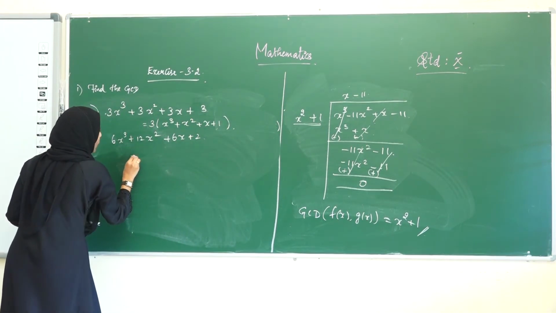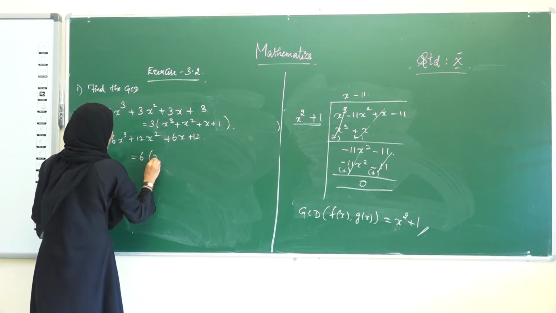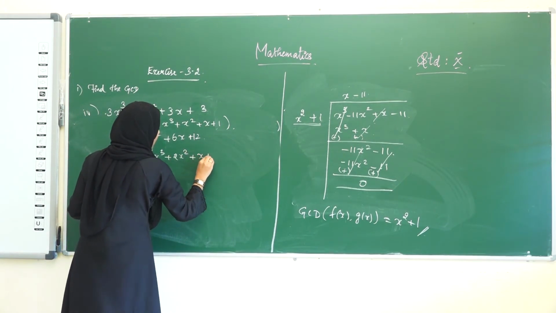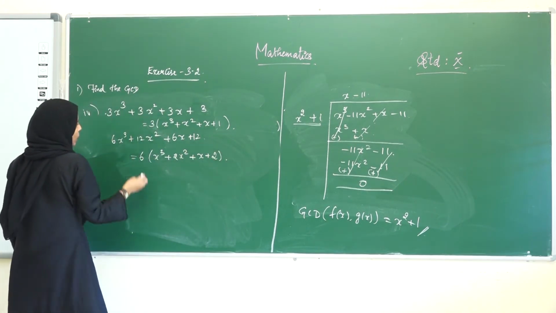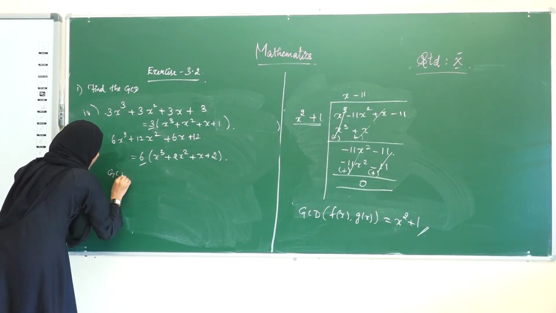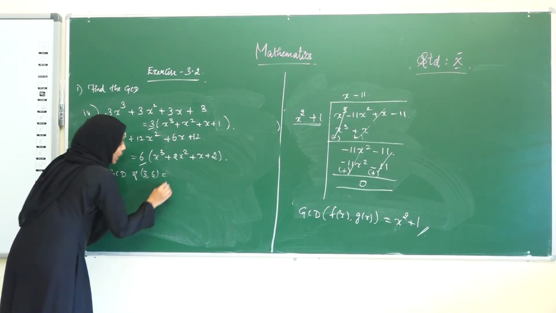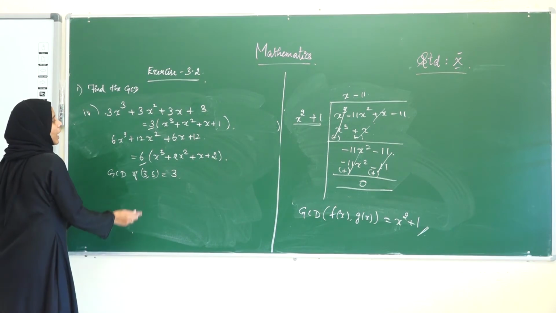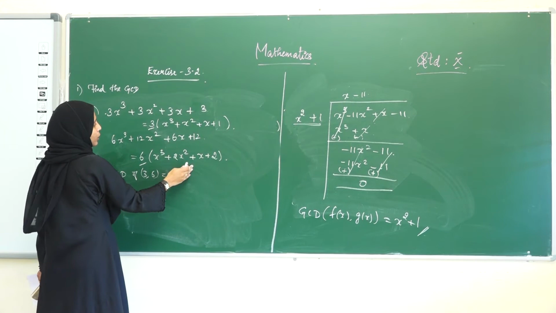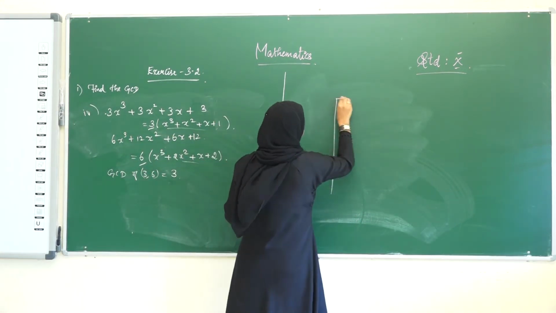From the second, what can we take? This is 12, so 6 outside: x cube plus 2x square plus x plus 2. See, the coefficients we have taken out are 3 and 6. We have to find the GCD of 3 and 6. What's the GCD of 3 and 6? The answer is 3. We have to join this to the solution that we get by finding the GCD of these two polynomials. Okay, we can go into the long division.